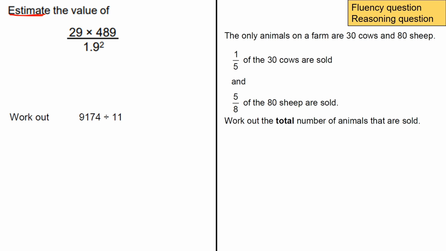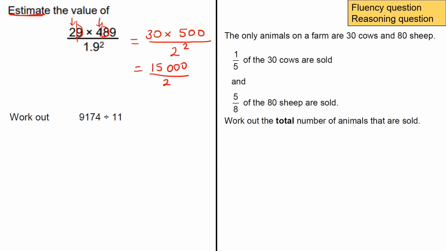So 29 to one significant figure is going to be 30. 489 to one significant figure is going to be 500. Because this is the first significant figure, the number next to it is 8, that just brings the number up. This is the first significant figure, the number next to it is 9, that brings the number up. 1.9 squared is going to be 2 squared. So I'm going to be doing 3 times 5, that's 15, with 3 zeros next to it.